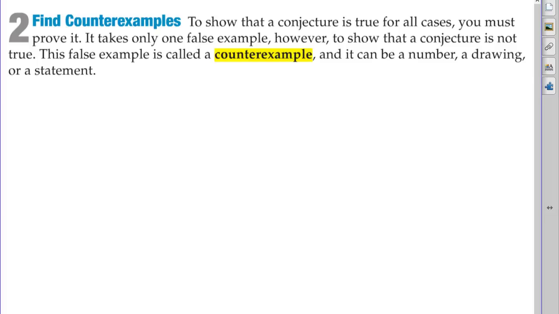To show that a conjecture is true for all cases, you have to prove it, and that's hard to do, and that's what we're going to do throughout the rest of the year, really. But this is a key thing here. It only takes one false example to show that something is not true. If you can find one example that breaks it, you know the statement's not true for everything. And this false statement's called a counterexample. Again, it's a definition you've got to copy down.